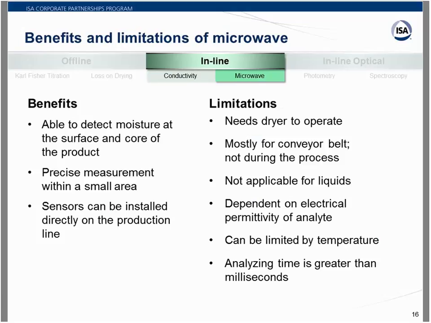Sensors can be installed directly on the production line. The powder's passing below it, or a web is passing below it. You may want to put multiple sensors across an array of sensors and average them to get a better value of offline moisture measurement. Limitation: it needs a dryer before the measurement to drive the moisture off, and then you're only measuring, you're not driving moisture off or consuming moisture, you're just measuring what is left in your product.